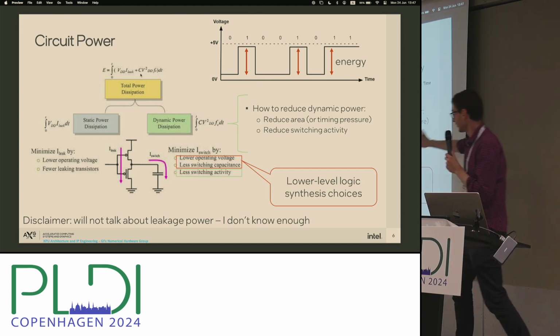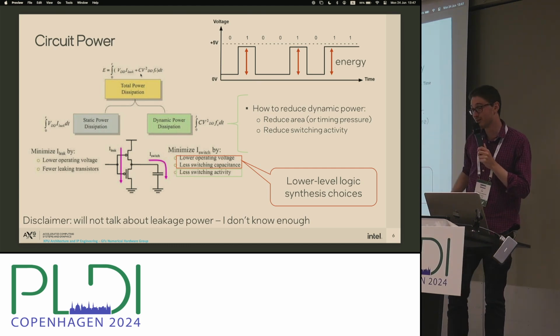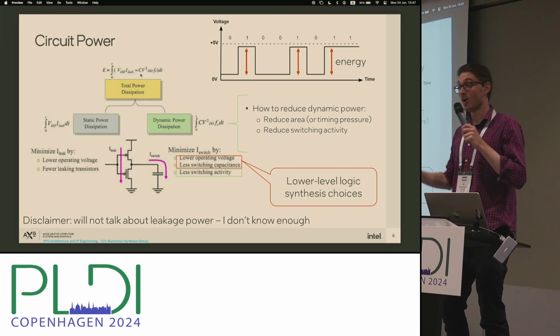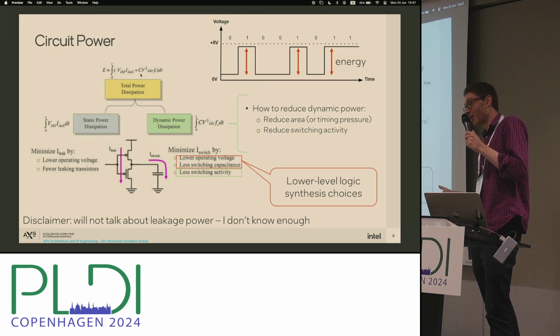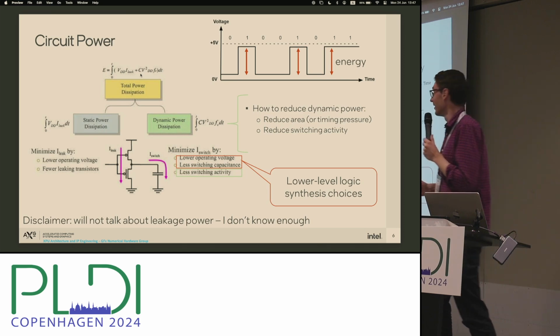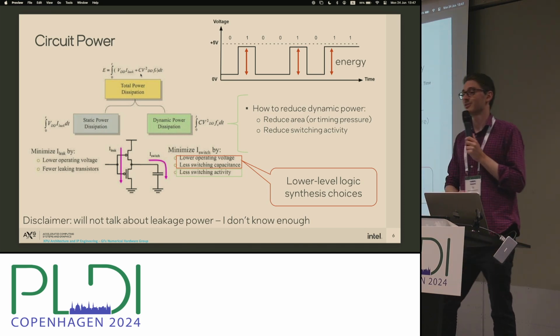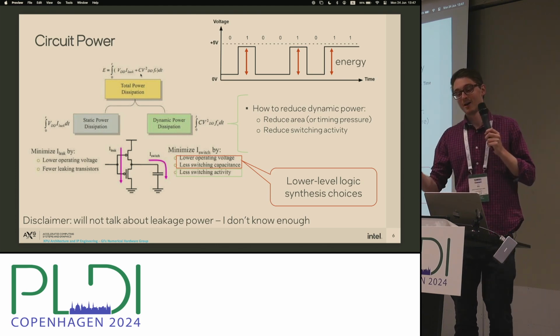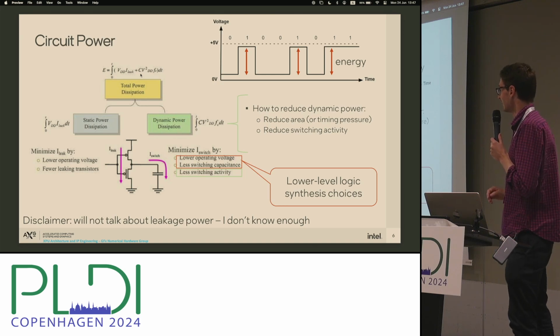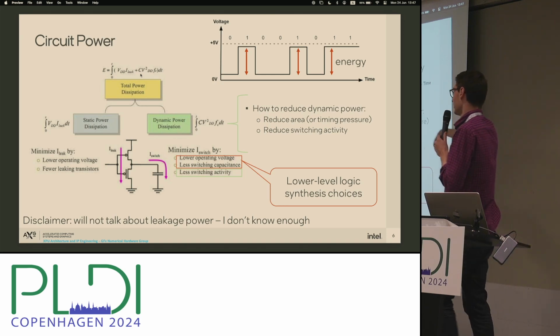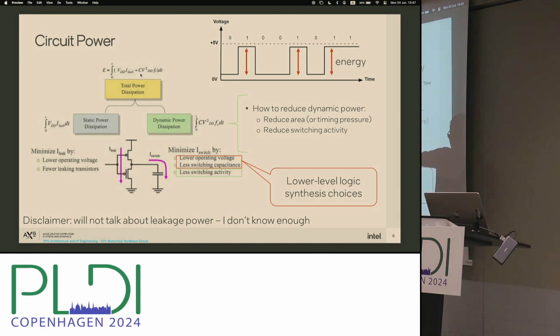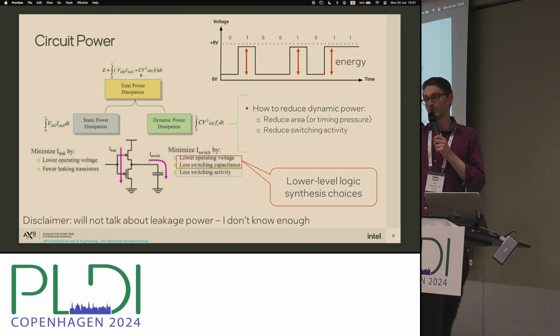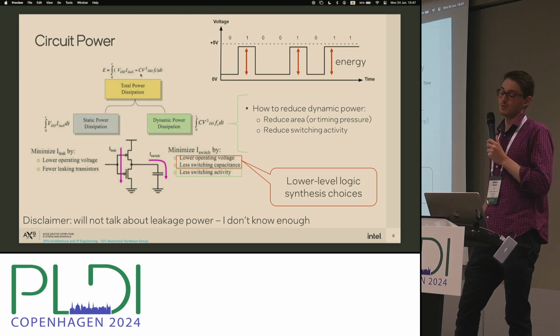And then you can do a load of other things like operating voltages, so you can have turbos, down turboing, all this sort of stuff. But this is higher level system design stuff, as well as lower level logic synthesis choices about how you size your transistors and all these interesting things. So we're really going to be talking about how we reduce switching activity, how we reduce the number of times your signals are flipping up and down between 0 and 1.